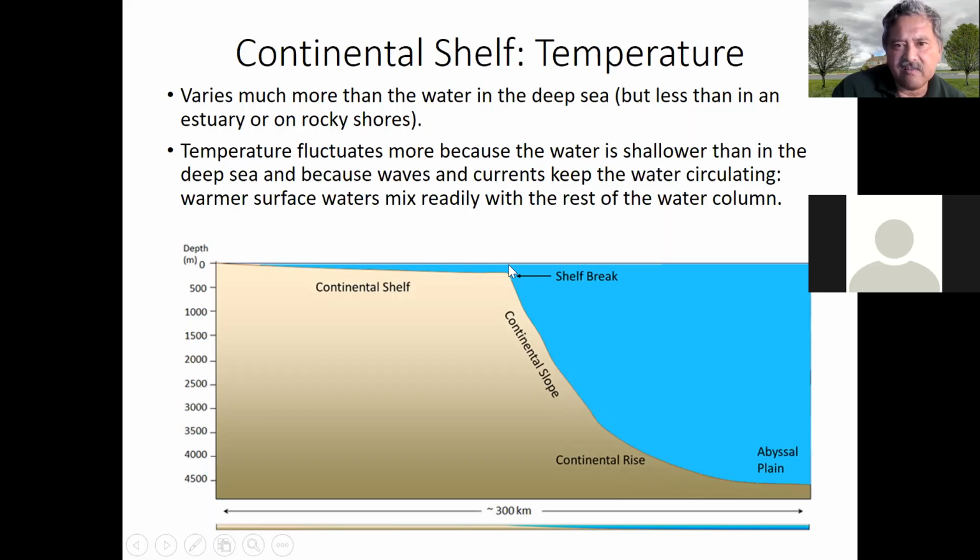It's fairly shallow, it's close to the surface, and it is fairly flat here compared to these other geologic features. The temperature fluctuates more because the water is shallower than in the deep sea, and because waves and currents keep the water circulating. The warm surface waters mix readily with the rest of the water column, so all this stuff is getting mixed up. And over here, this is the warm part of the ocean, out in the open ocean, and this part is really quite cold.